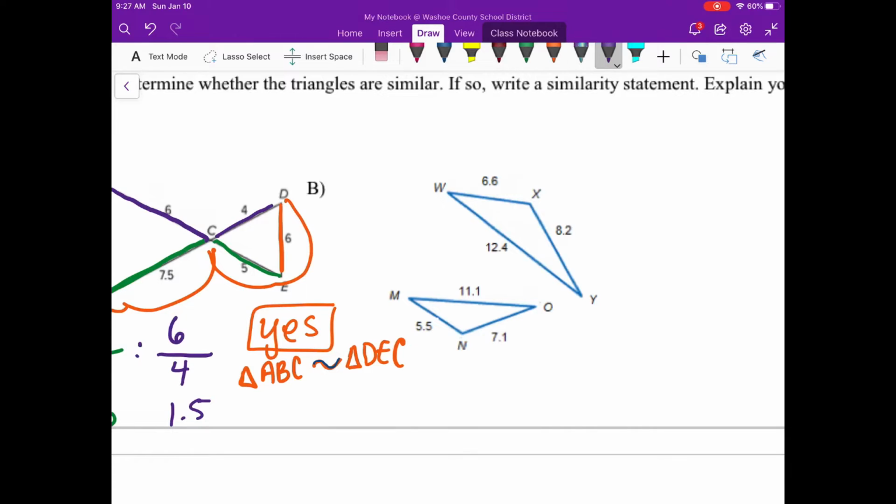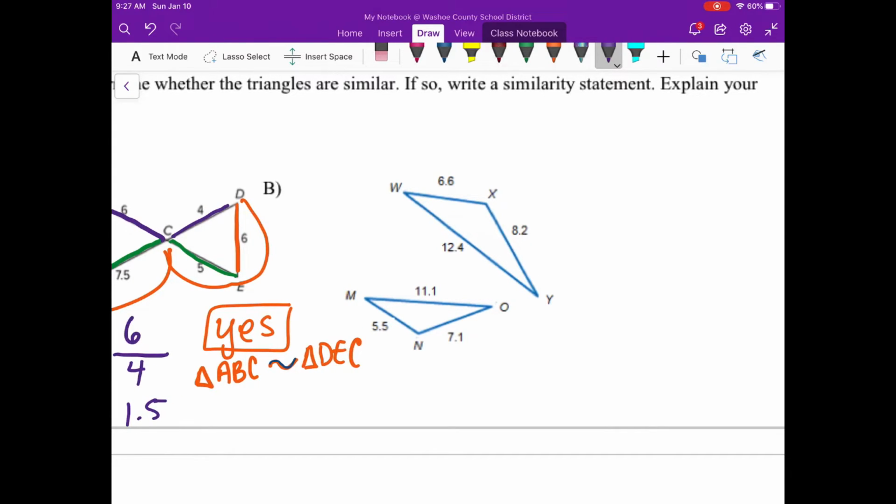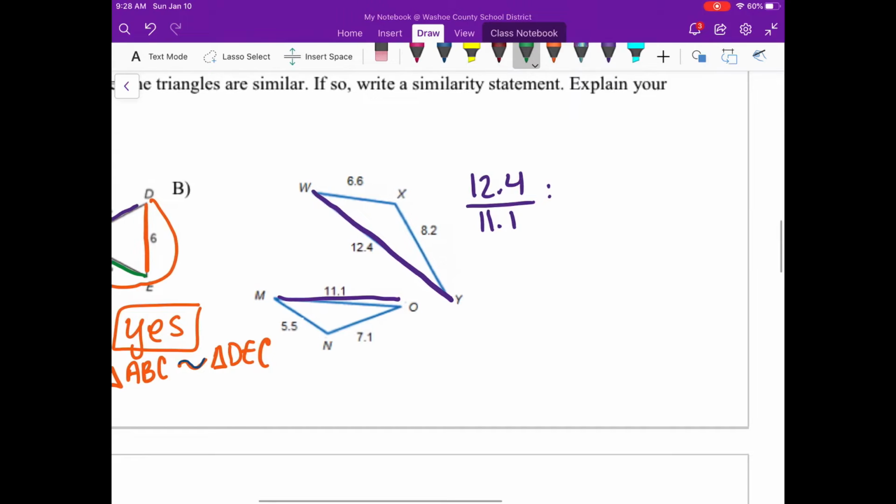Similarity. Okay. The second triangle, I'm going to do the same thing. So I'm going to be comparing the sides again. If you want to go big triangle on top, little triangle at the bottom, you can do that. So big triangle, I'm going to start off with the longest side. I have 12.4. And I'm going to compare that to the longest side in the other one, which is 11.1. And I'm going to see how that compares with the other lengths. So then I have 8.2 in my big triangle, and I'm comparing that to 7.1. And lastly, I have 6.6, and I am comparing that to 5.5.